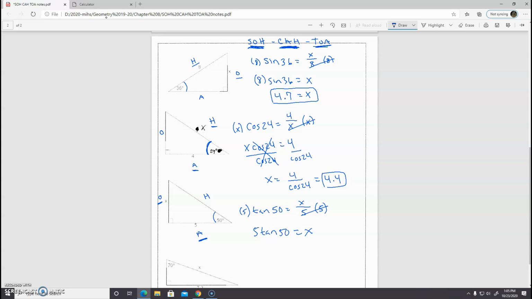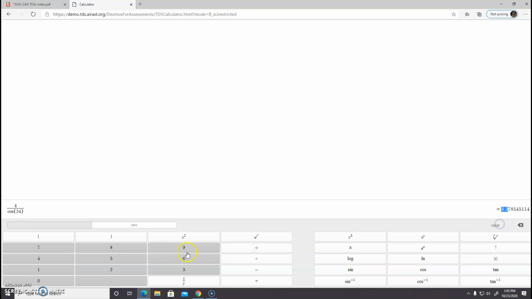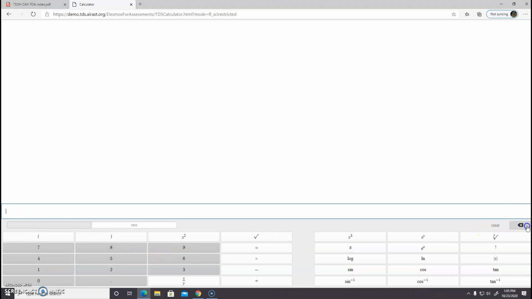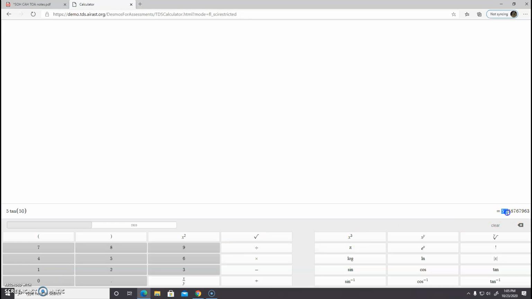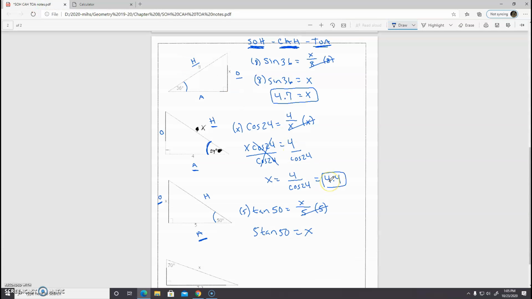And we're going to type it in our calculator. 5 tangent of 50. So we're going to clear this out. Why is it not clearing? 5 tangent of 50. And we get 5.9, but the 5 after it tells me to round up, so we're going to call it 6. So x equals 6.